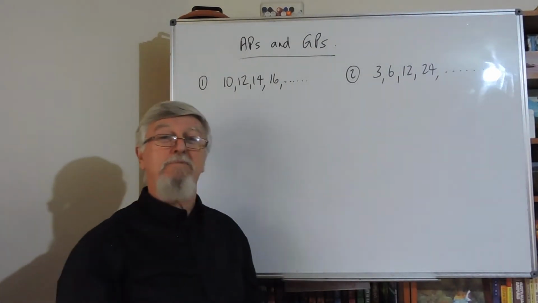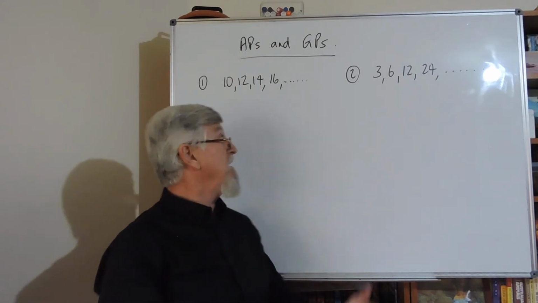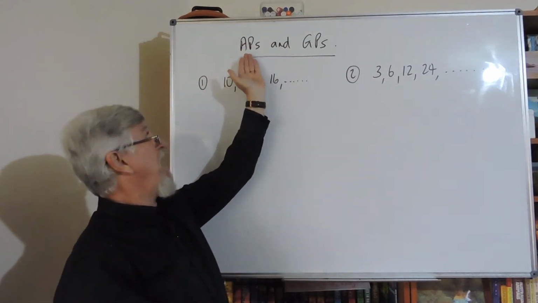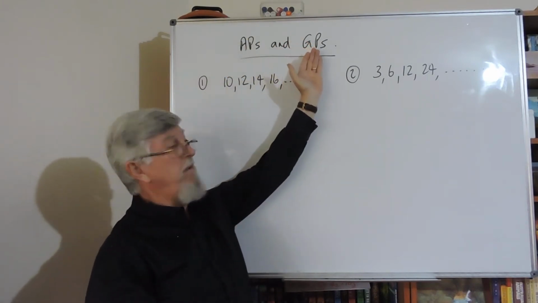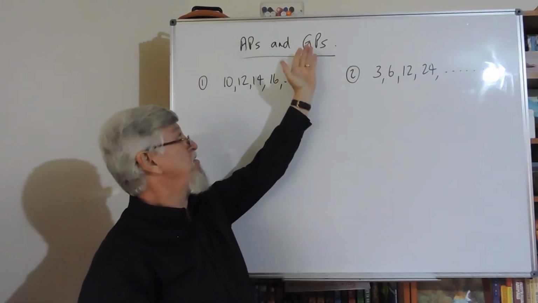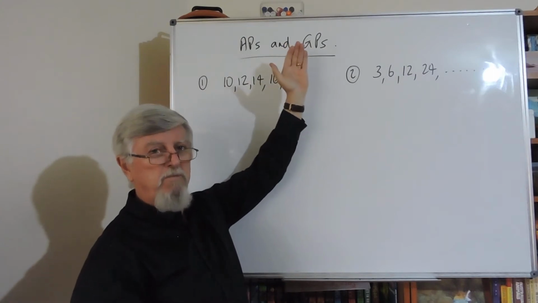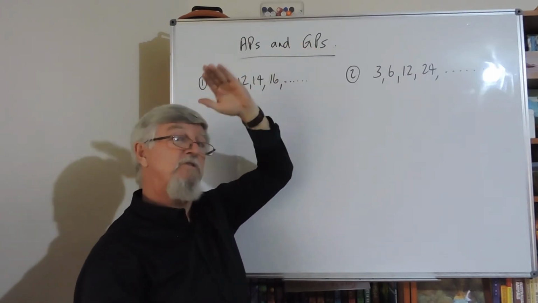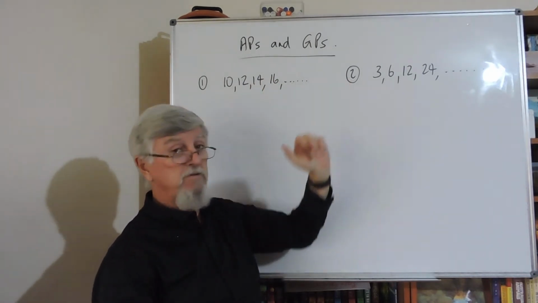Hi everyone, welcome back. Brand new topic: APs and GPs, arithmetic progressions and geometric progressions. Arithmetic is all about adding and subtracting. Geometric is all about multiplication. The geometry comes from the shapes, and how often with shapes, areas and volume we're going to multiply. So they refer to it as a geometric progression because we're multiplying.